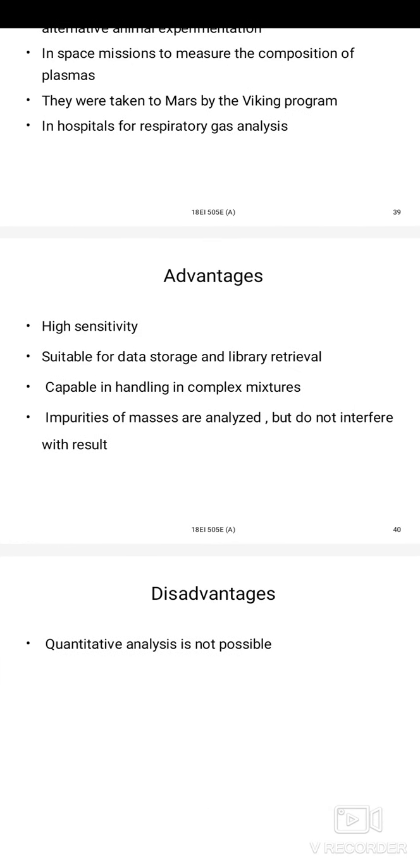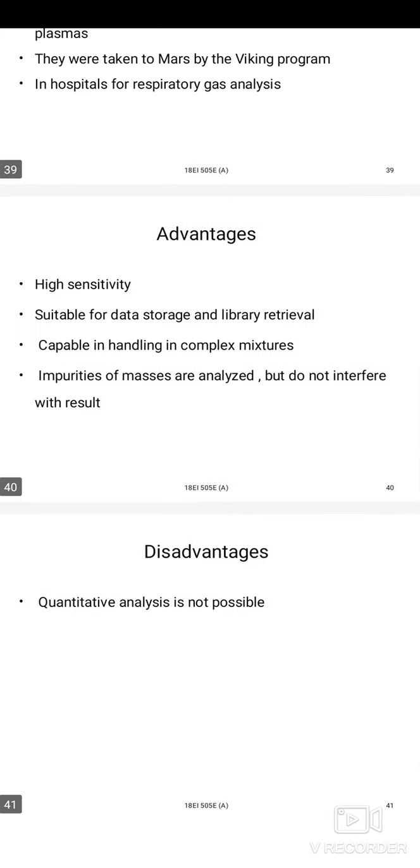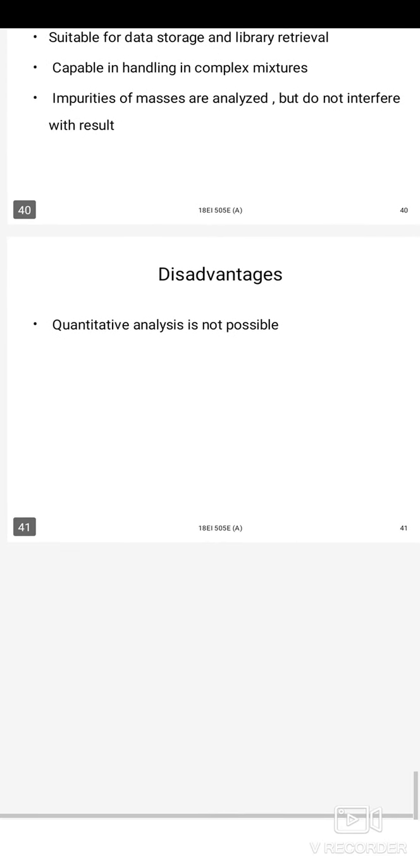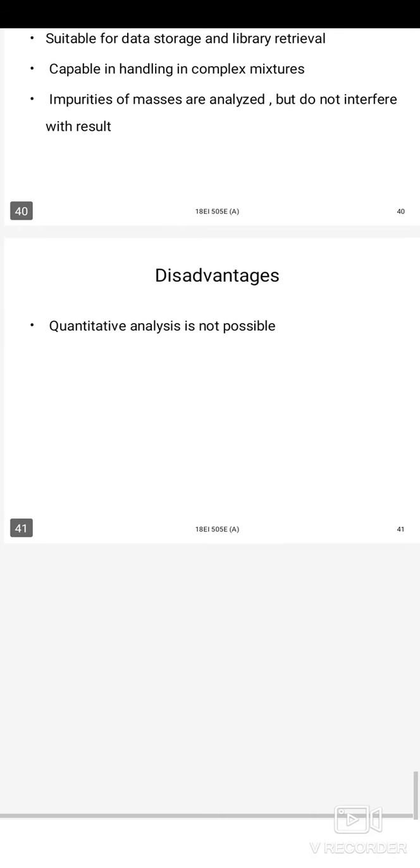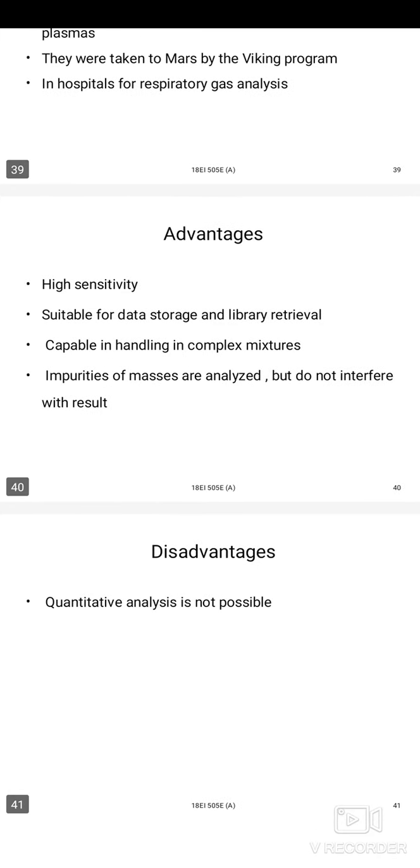Advantages: high sensitivity, suitable for data storage and library retrieval, capable of handling complex mixtures. Impurities of other masses are analyzed but do not interfere with the result. Disadvantages of the mass spectrometer: quantitative analysis is not possible.